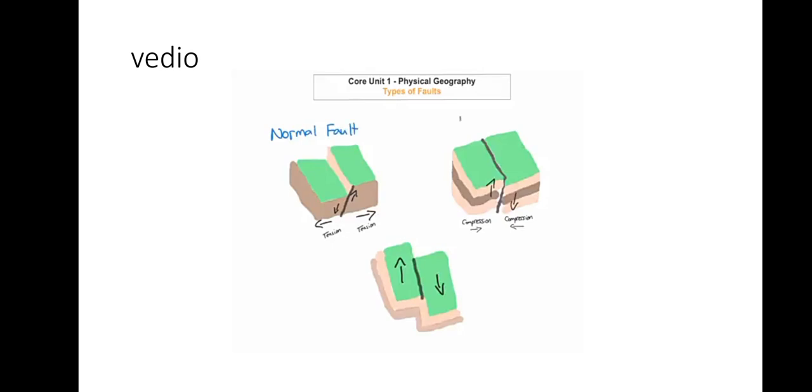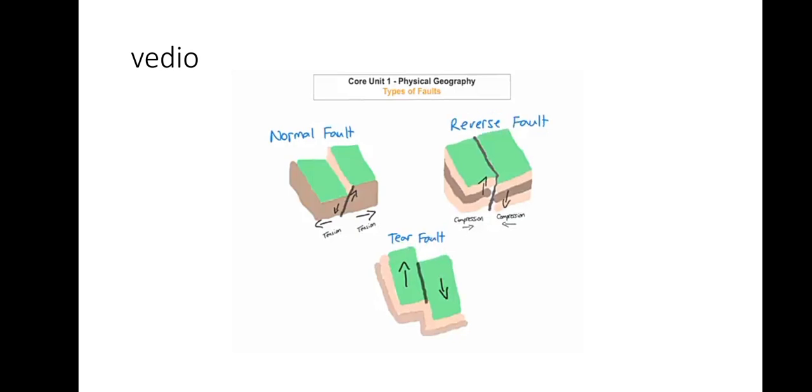You've got a reverse fault. And you've got a tear fault. Okay, so we're going to just talk about each one of these now. The first one is a normal fault.